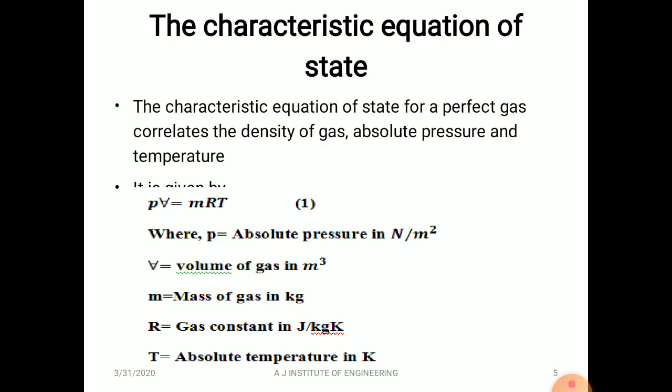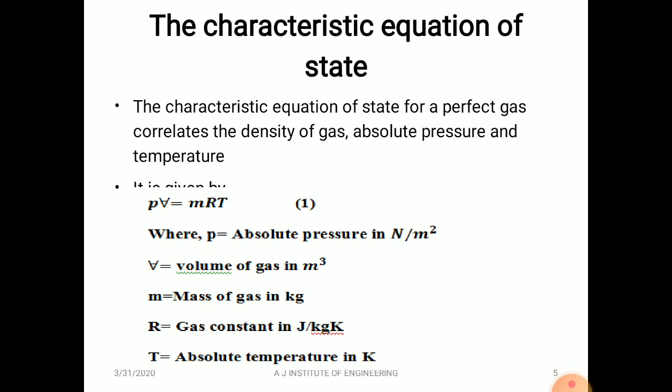Now, what is characteristic equation of state? First we have to know what is state. State is defined as a specific point which has specific properties, namely pressure, volume and density. So now let us go for characteristic equation of state. The characteristic equation of state for perfect gas or ideal gas that correlates the density of gas or volume of gas, absolute pressure and temperature is given by PV equal to MRT, where P equal to absolute pressure in Newton per meter square or Pascal, V equal to volume of gas in meter cube, M equal to mass of gas in kg, R equal to gas constant in joule per kg Kelvin, and T equal to absolute temperature in Kelvin.